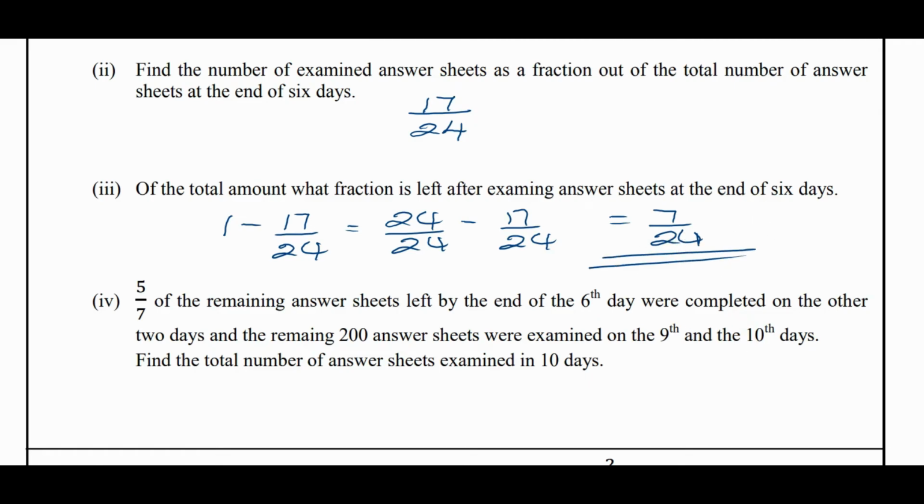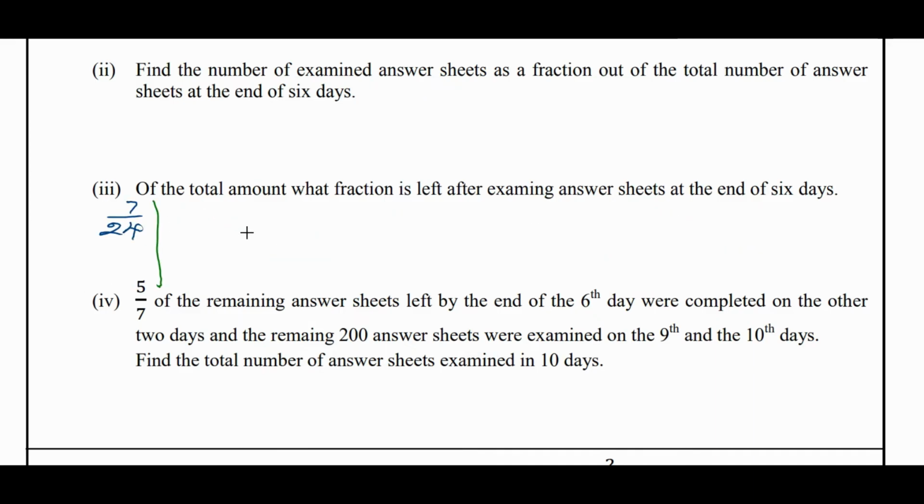Question number 4. 5 out of 7 of the remaining answer sheets left by the end of the 6th day were completed on the other 2 days and the remaining 200 answer sheets were examined on the 9th and the 10th days. Find the total number of answer sheets examined in 10 days. I will start the fourth part here.